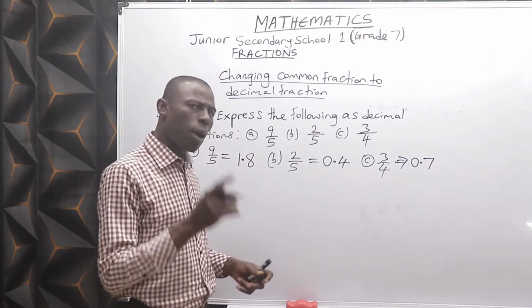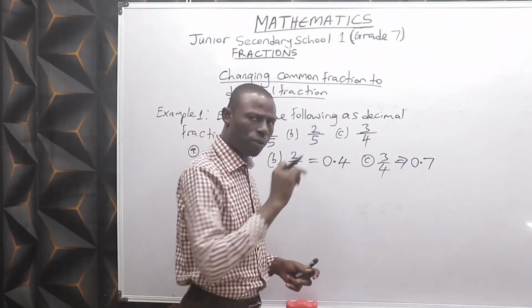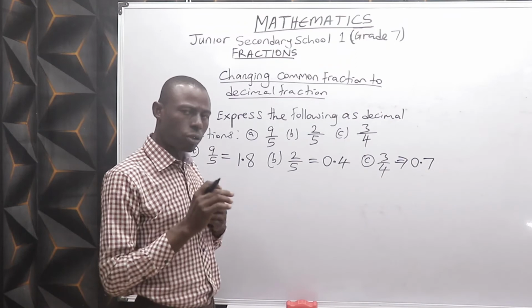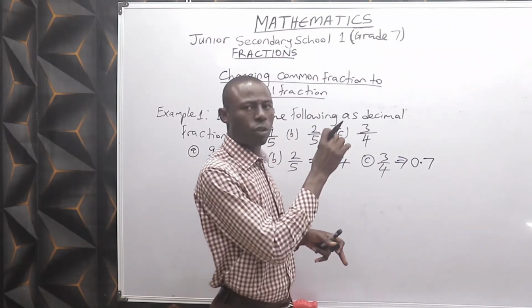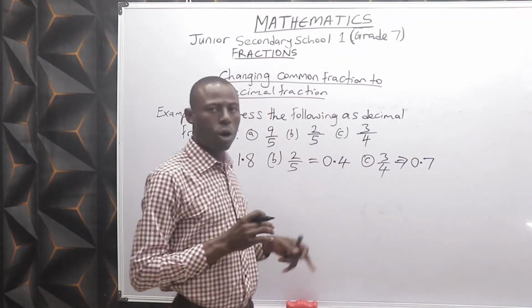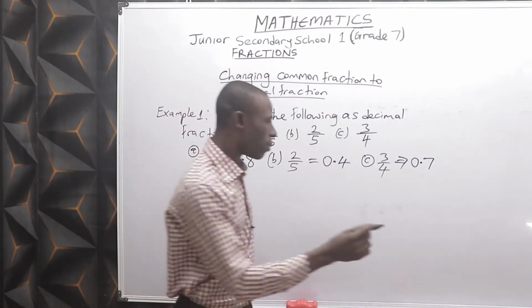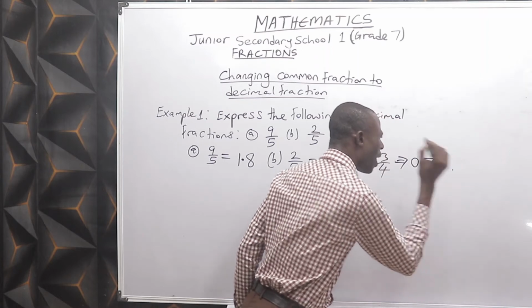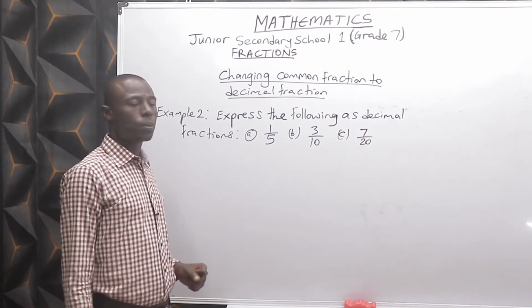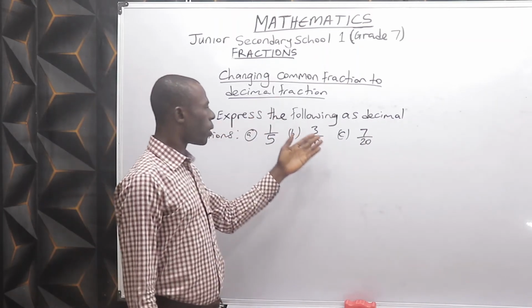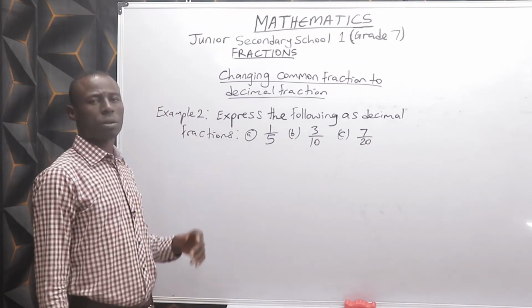That 2 remaining, put an imaginary 0 at the back of it as well. So that 2 will turn to 20 imaginarily. So divide that imaginary 20 by 4. 20 divided by 4 gives 5. And that ends it. Let's consider example 2. Express the following as decimal fractions.